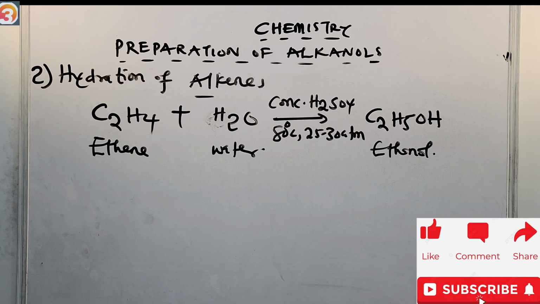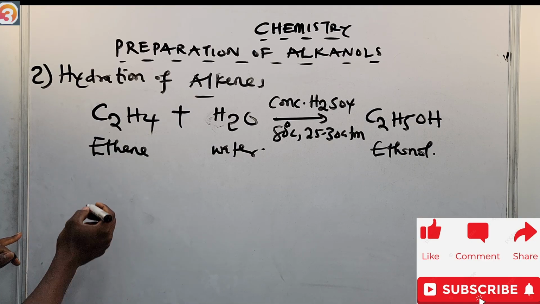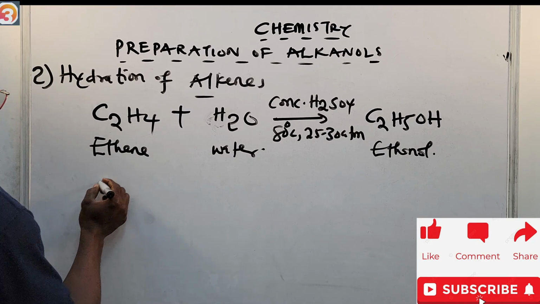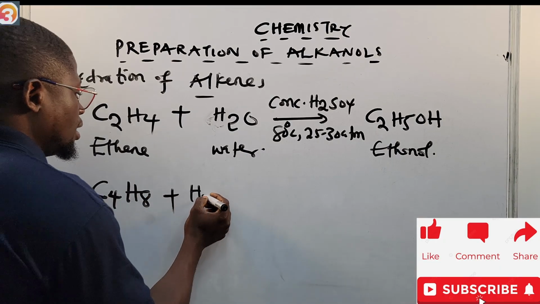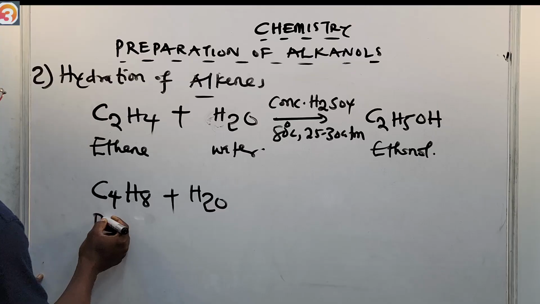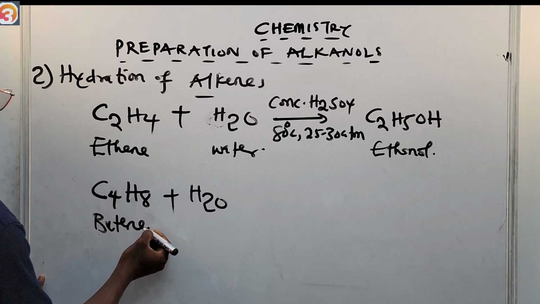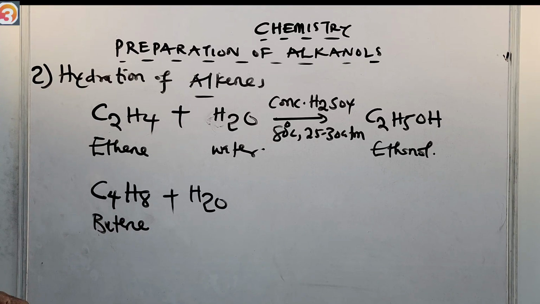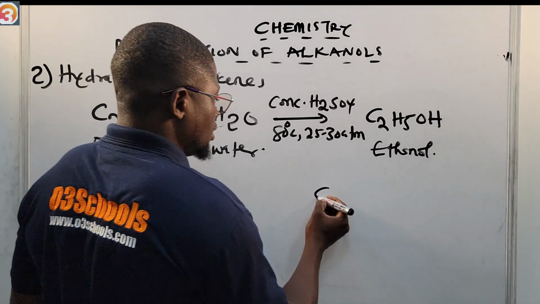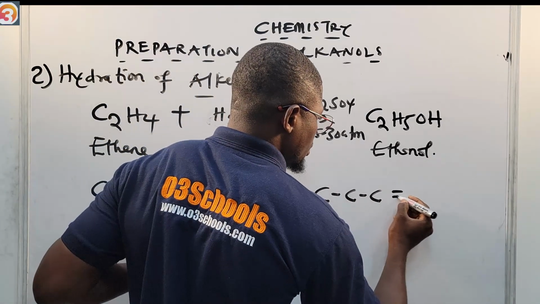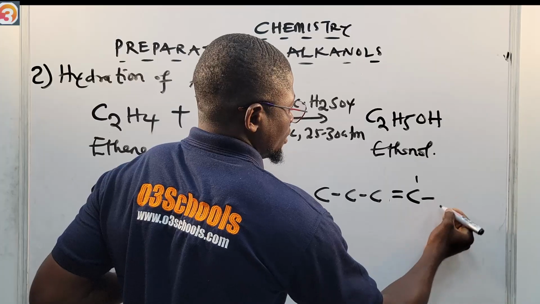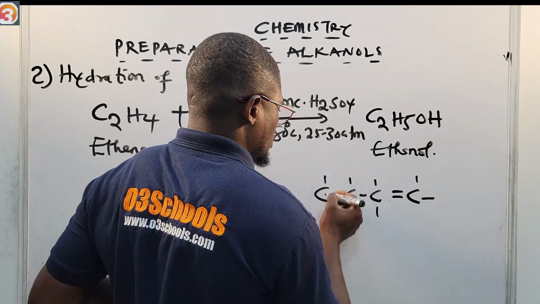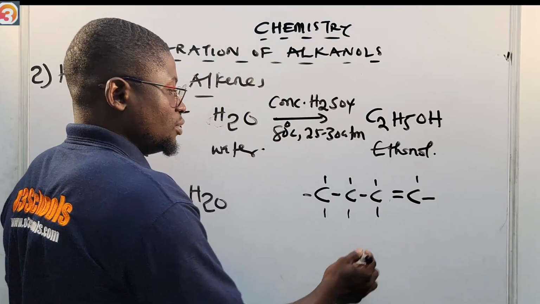Let's say we now have, for example, butene. Butene will have 4 carbon atoms. That will be C4H8 plus H2O again. Some of you will call it but-1-ene. It means this butene is numbered 1, 2, 3, 4, and the double bond is here on carbon 1. This is our butene.